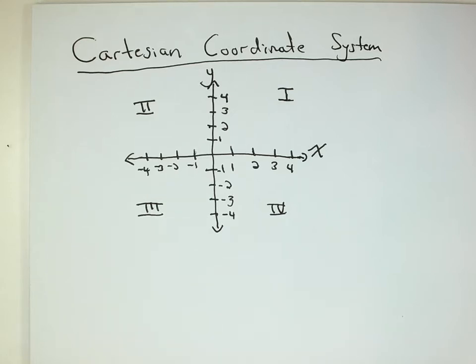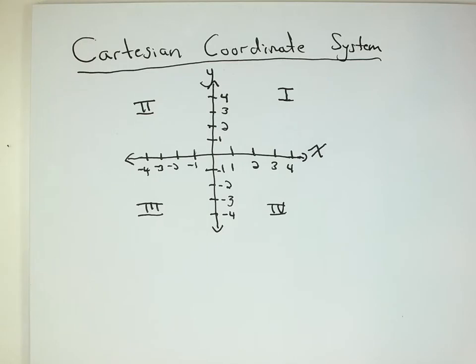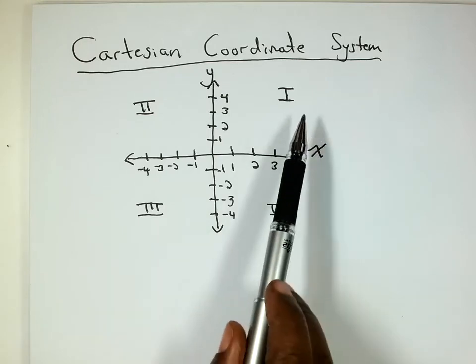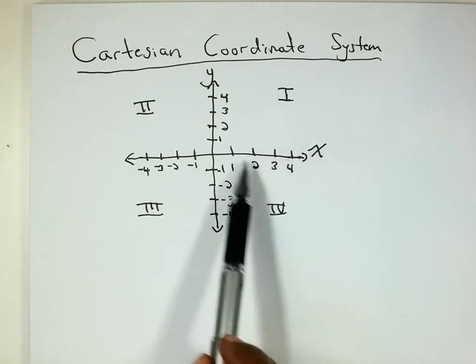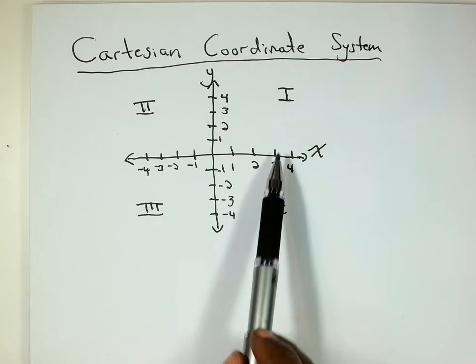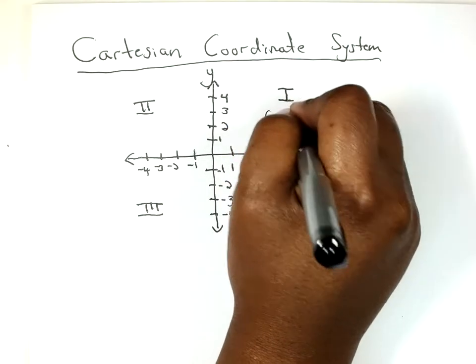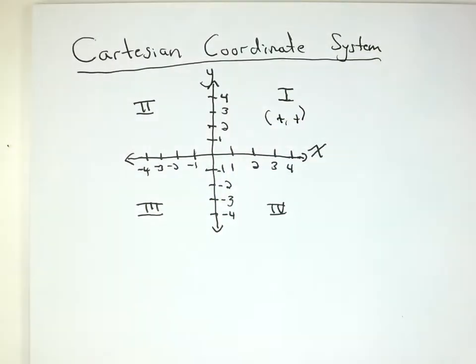So here we have the Cartesian coordinate system. I have it mapped out for you. The x-axis runs from left to right, y-axis up and down, and I have the quadrants listed for you. So we start with the upper right for quadrant 1. We see that all the coordinates are going to be positive because we're moving to the right and up. So both the x and the y coordinates are positive in that first quadrant.